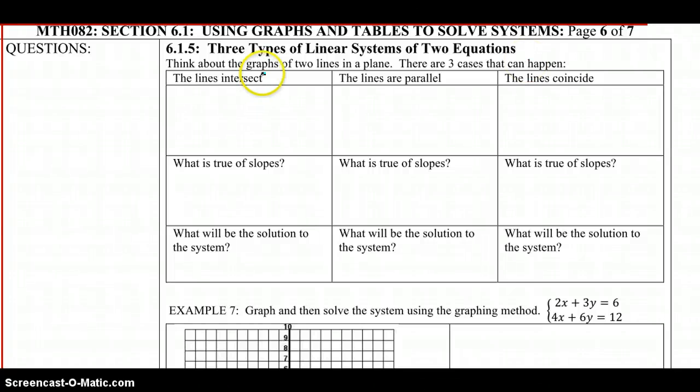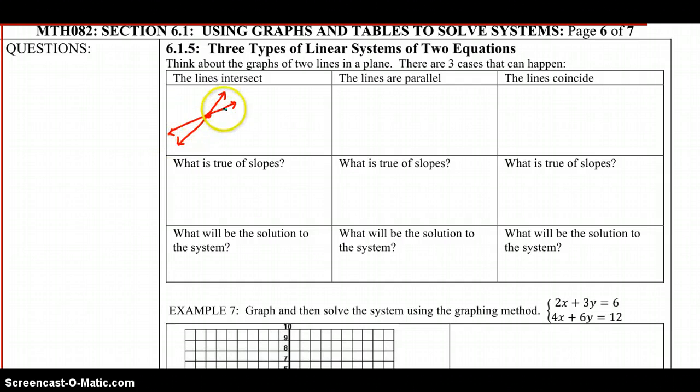So there are three types of systems of two linear equations. Think about the graphs of two lines in a plane. There are three cases that can happen. The first case that we've seen a lot of is where the lines intersect in a single point. So we have two lines and they intersect in a single point.